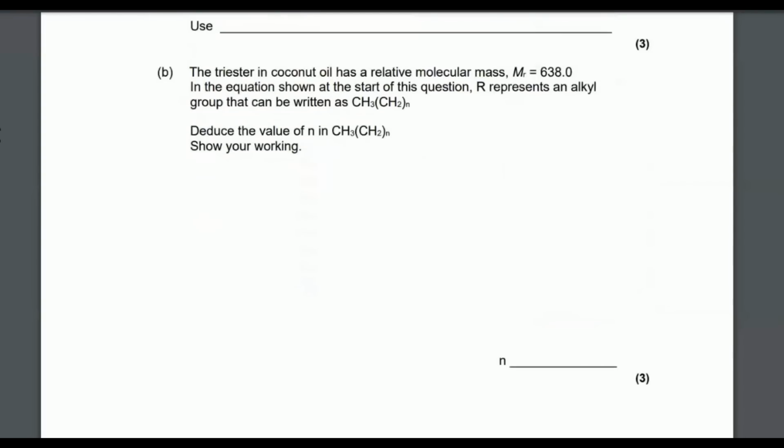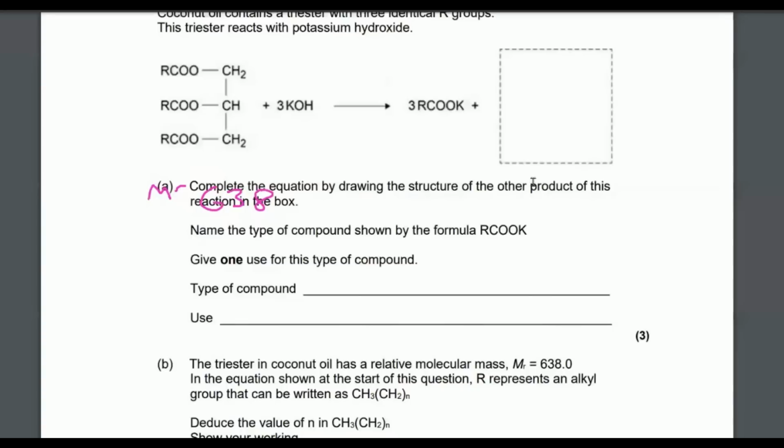Let's move on to part B, which is an amount of substance question. So the triester in coconut oil has a relative molecular mass of 638. In the equation shown at the start of this question, R represents an alkyl group that can be written as CH3CH2N. Deduce the value of N in CH3CH2N. Show your working. So we've been told that the MR is 638. And what we need to zing back up here, check this out, right? We need to find out what R is. They're asking us what is R.